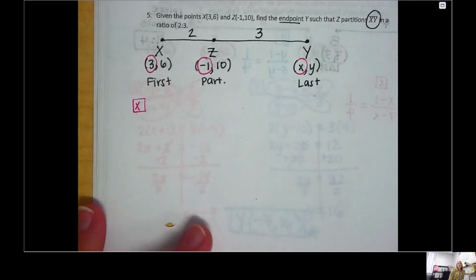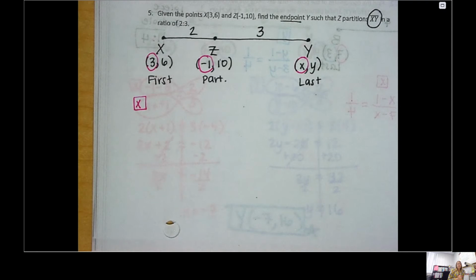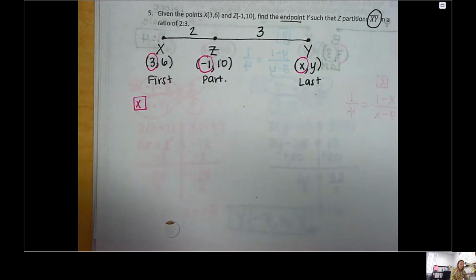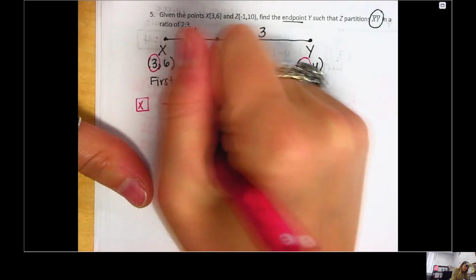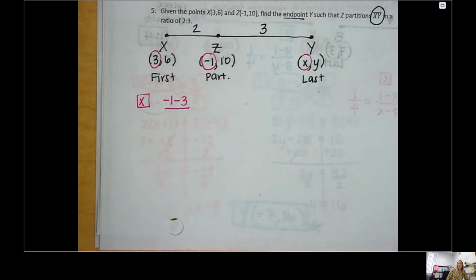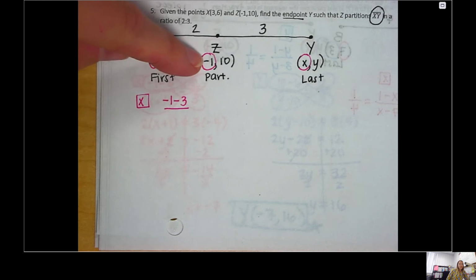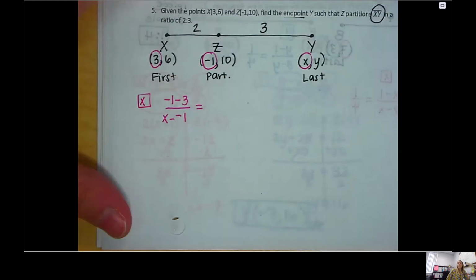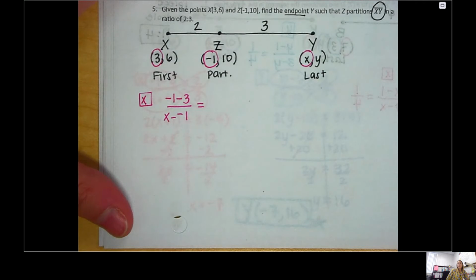You said first to last. Nope. Partition point minus the first. So wouldn't it be -1 minus 3 over last minus partition? X minus -1. Right. Equals, what's your ratio? 2 over 3.